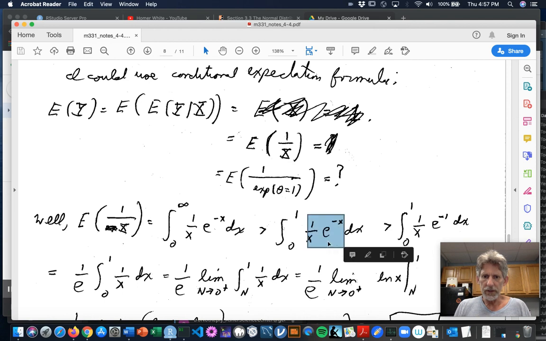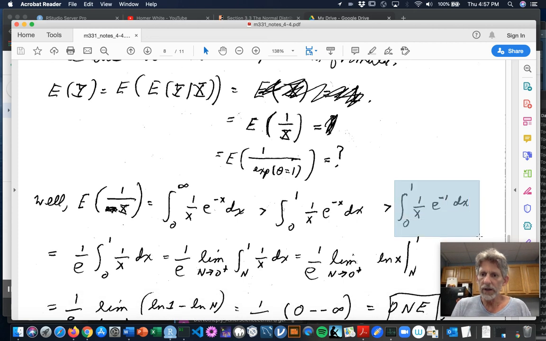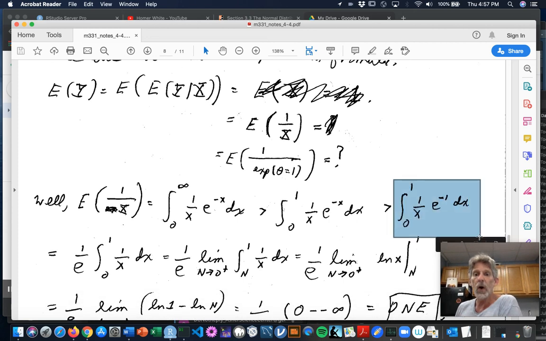This function here, look at the e to the minus x part. E to the minus x decreases as x increases. When x is 0, it's 1. When x is 1, it's e to the negative 1. And it decreases in between, down to e to the negative 1. So if I were to replace e to the negative x with e to the negative 1, I would have a smaller integrand. And so the area underneath it would be smaller than before.